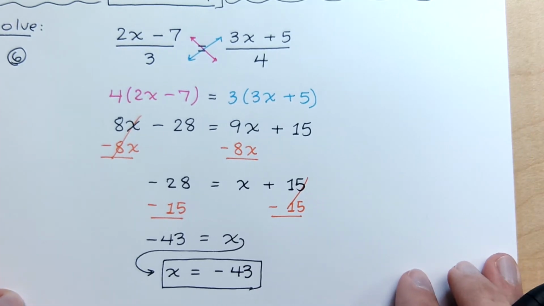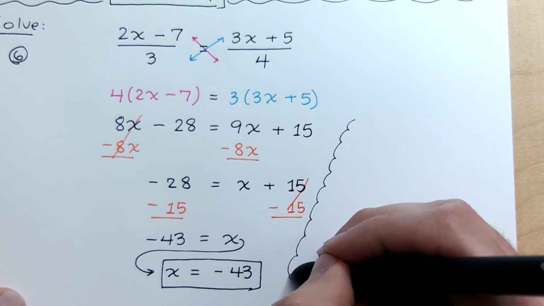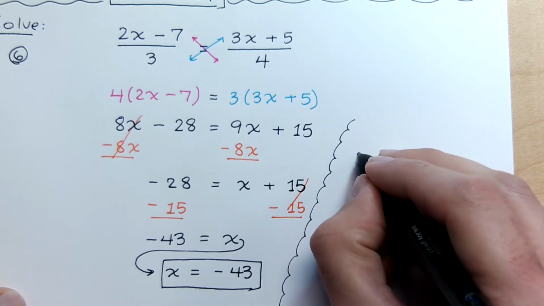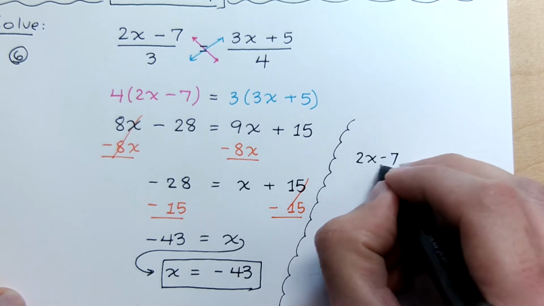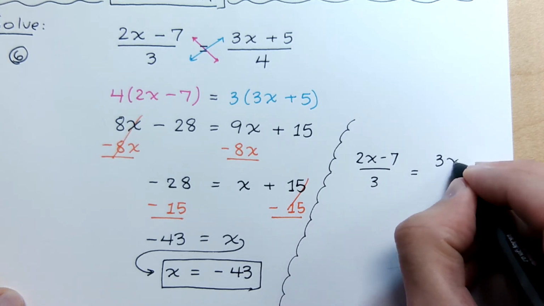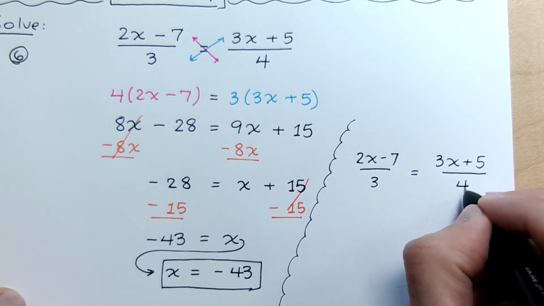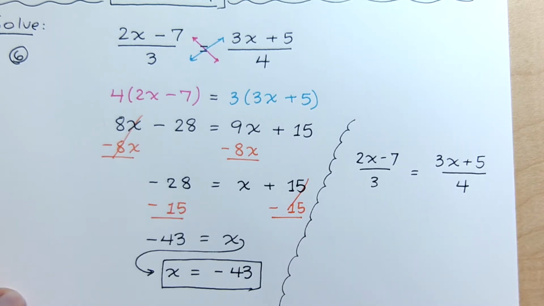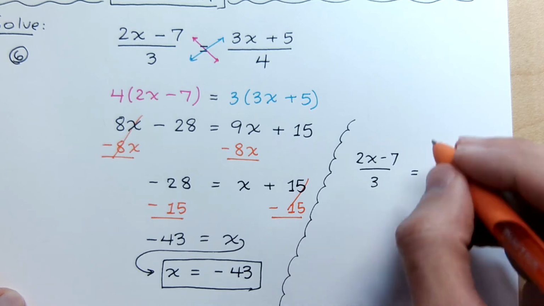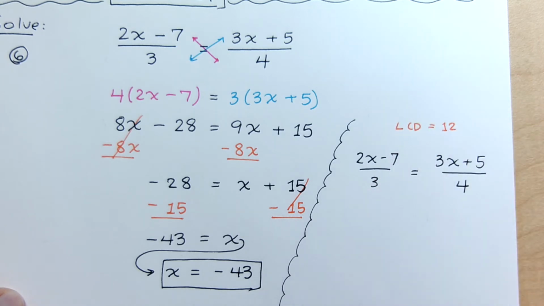There is another way, though. So let me just show you that here off to the side. The other way is to take this equation and identify the LCD. Find that common denominator for everything that you see here. We have two denominators, 3 and 4, and we can identify that the LCD here is 12.